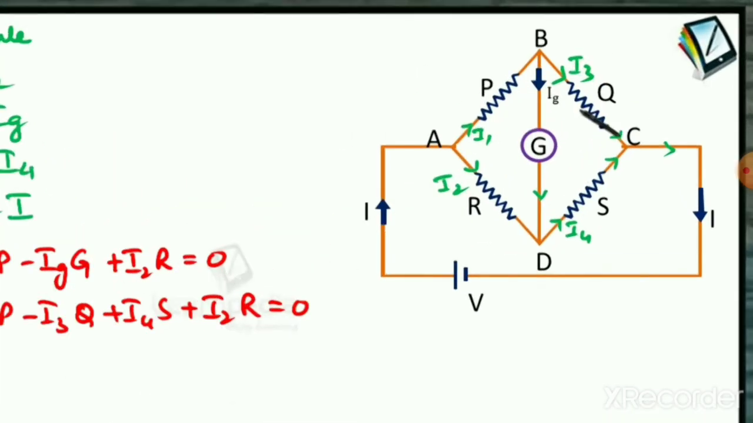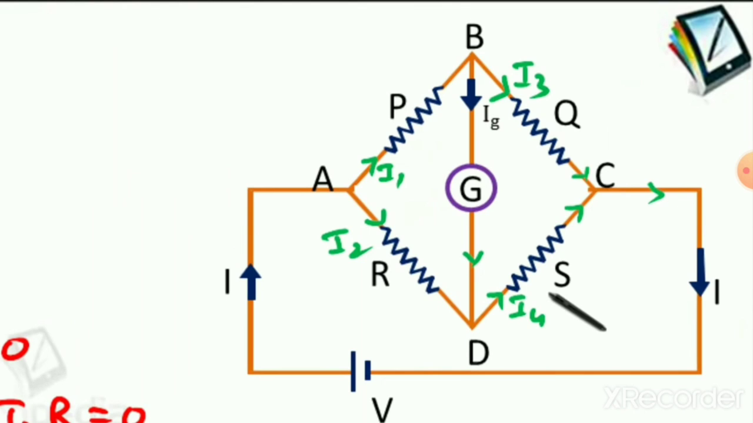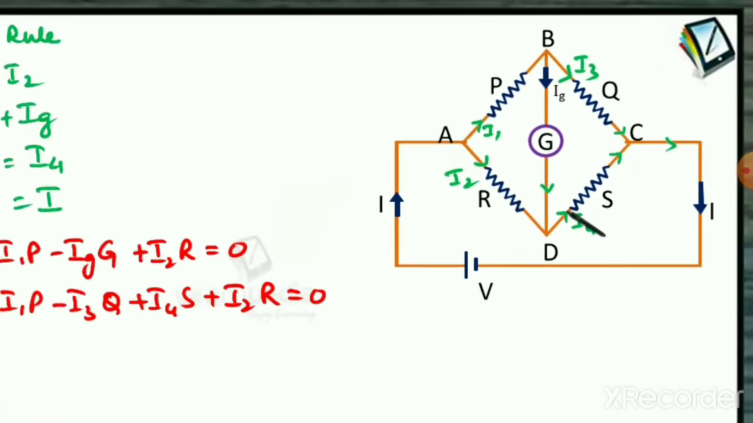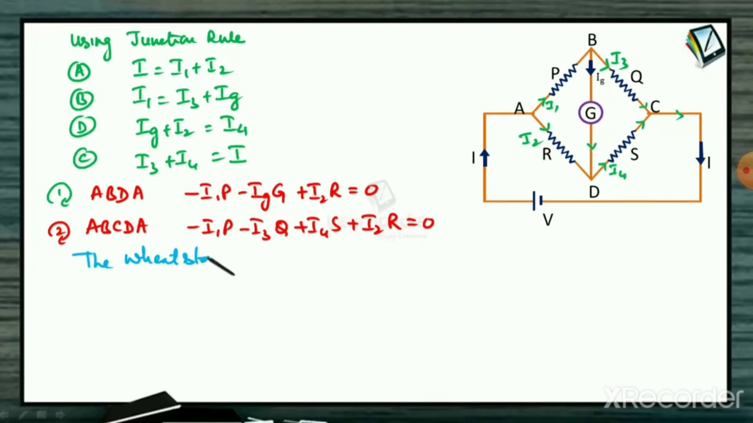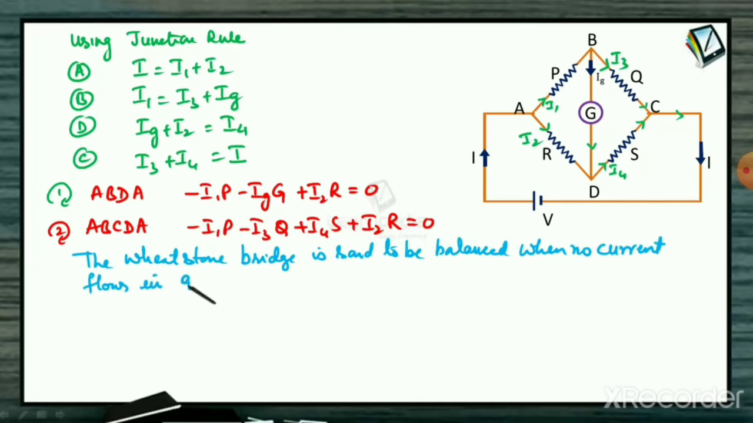Now, the resistances P, Q, R, S are variable. So, by adjusting the resistances P, Q, R, S, we can make the potential of point B and the potential of point D the same. The Wheatstone bridge is said to be balanced when no current flows in the galvanometer.